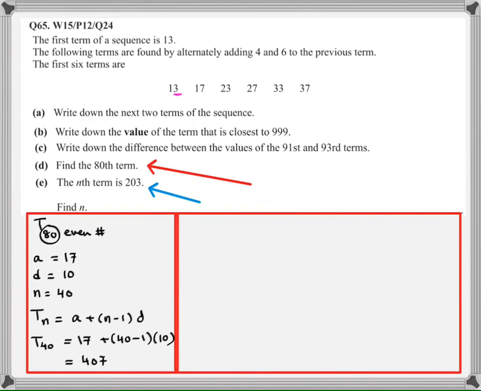Now you should be very well aware that since the last digit is 3, this has something to do with the numbers starting with 13. So therefore, the first term is 13, the common difference is 10, and 203 is the nth term. It's the last term of this series. Now it's a simple calculation.